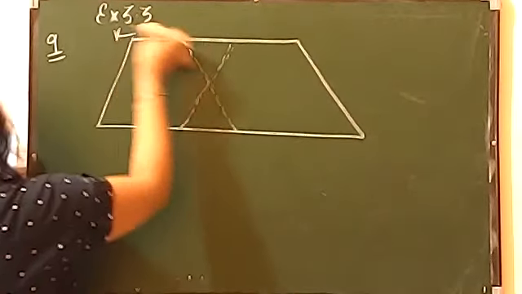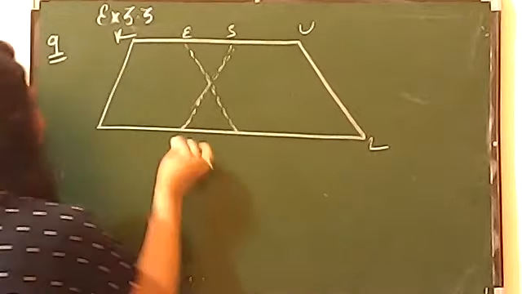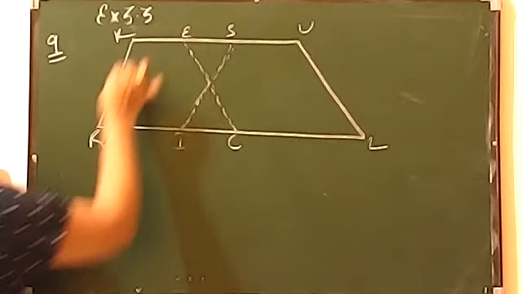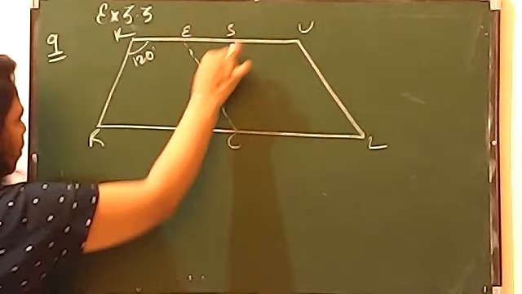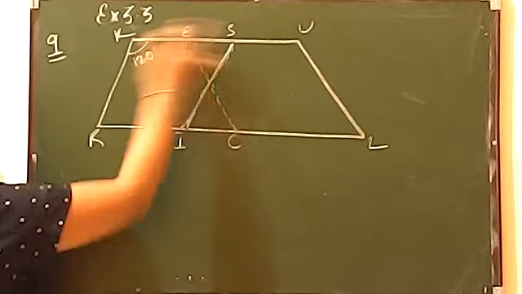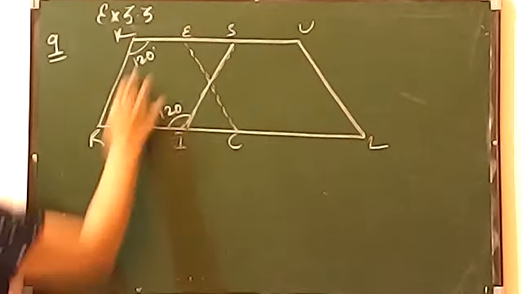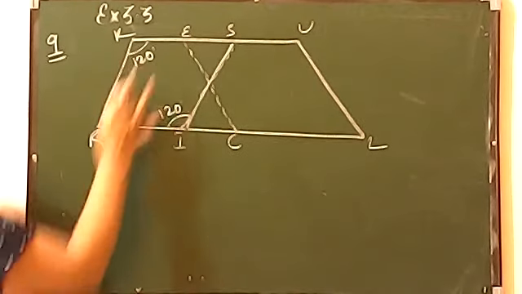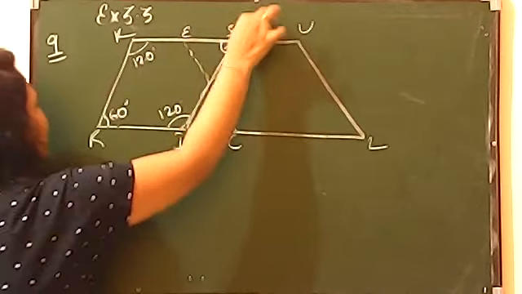The name is written here K. This is E. This is S. This is U. This is L. This is I. This is C. And this is R. So if you will see this question, the angle is given here 120. So if you look carefully, you will find out that if this is 120, this is a parallelogram. I am talking about this figure, okay? This is a parallelogram. So if this is 120, this will also be 120. And if this is 120, you are very sure that this will be 60. Okay, this is 120, so this will be 60. And 120, 120, this is 60. So this will also be 60 degree only.